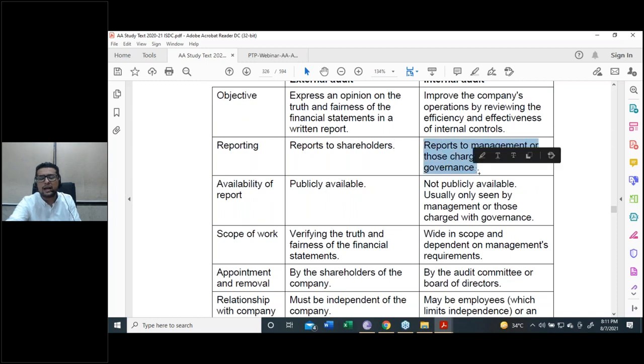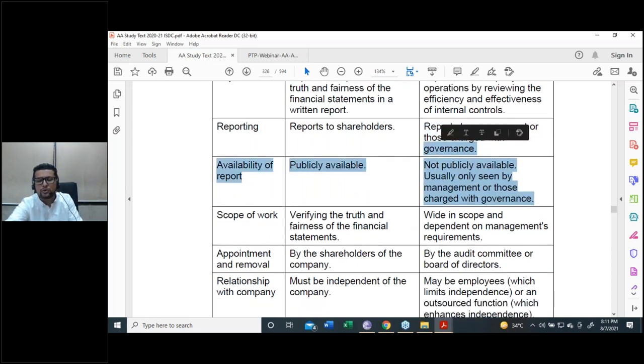Internal auditors, ideally speaking, are going to report to the audit committee, and unfortunately if the audit committee is not there, they have to report to the executive management, which is very unfortunate, and that will compromise the independence of the internal auditor. Because ideally speaking, internal auditors should be reporting to the audit committee, which comprises non-executive directors. The reports of the external auditors are publicly available, but that's not the case when it comes to internal audit.